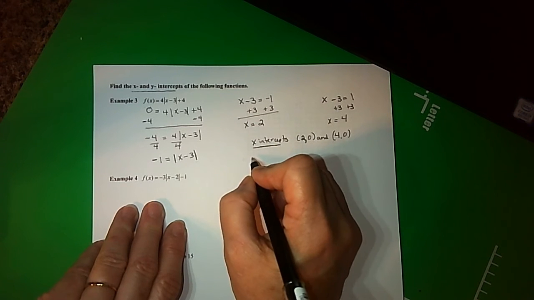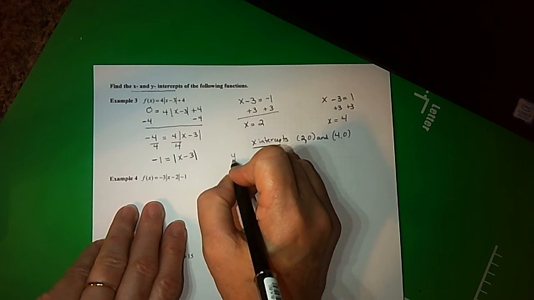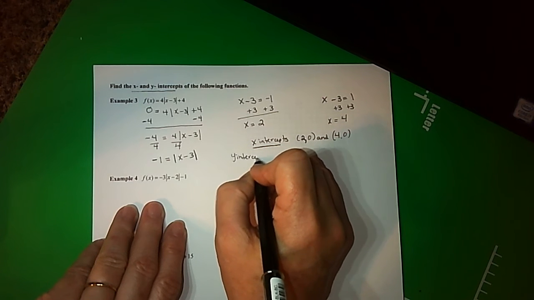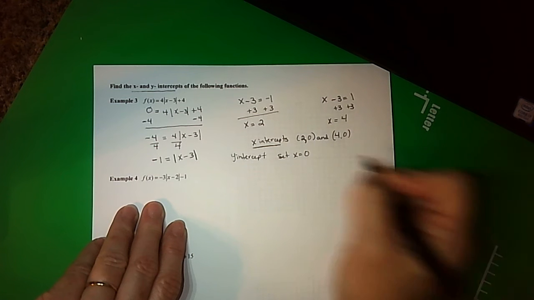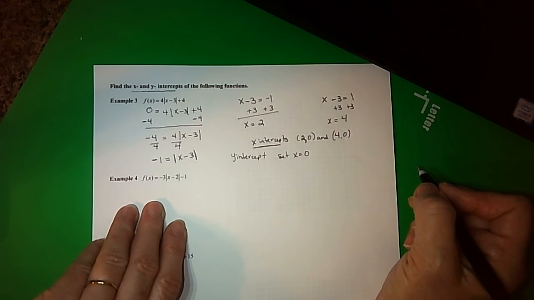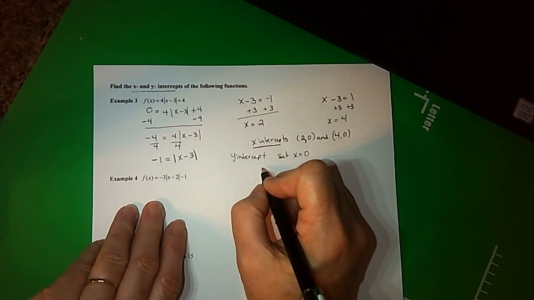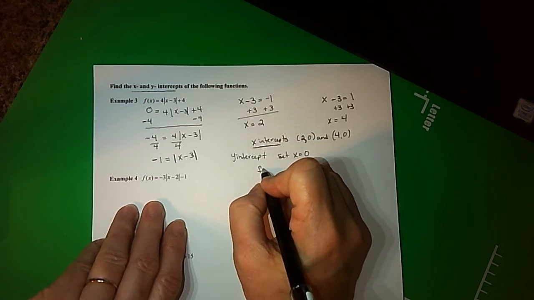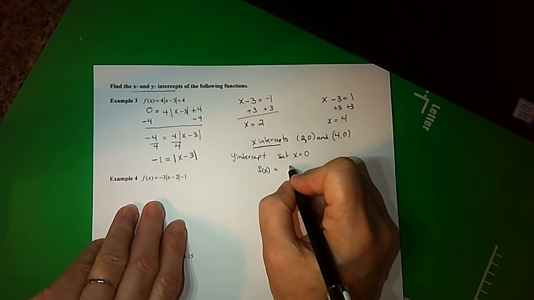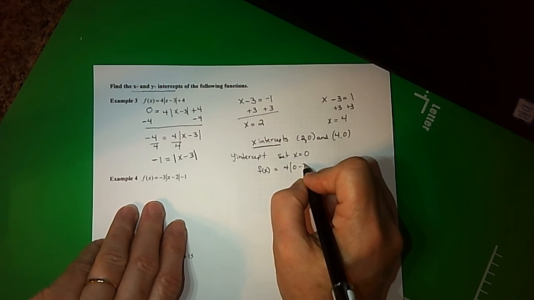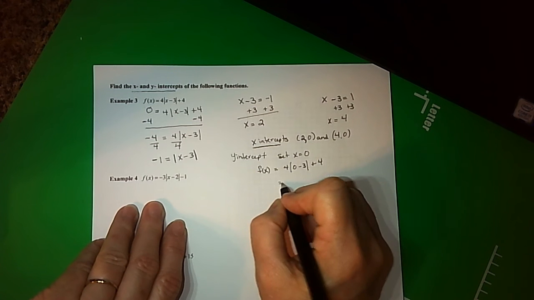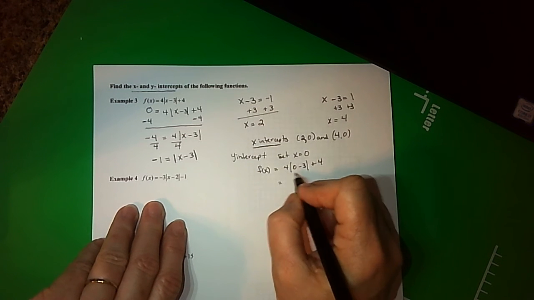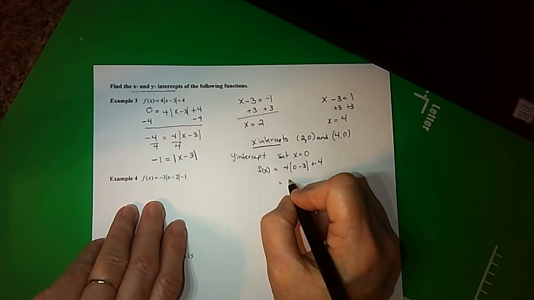All right, to find the y-intercept, we're going to set x equal to 0. So anytime you want to find a y-intercept, you always set your x equal to 0. So I'm going to go back to my original function and have 4 times the absolute value of 0 minus 3 plus 4. And then just solve for the answer. Just do the math.